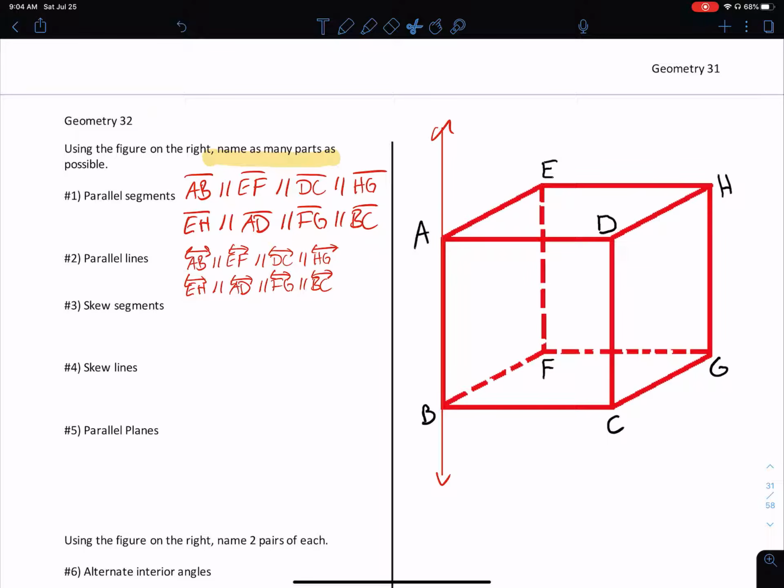Number 3, skew segments. Just name these by pairs. So for example, segment AE and DC. There's a pair. No symbol for skew that I'm aware of, so just put a comma between them. Let's name another pair. Let's say segment BC and segment HG.